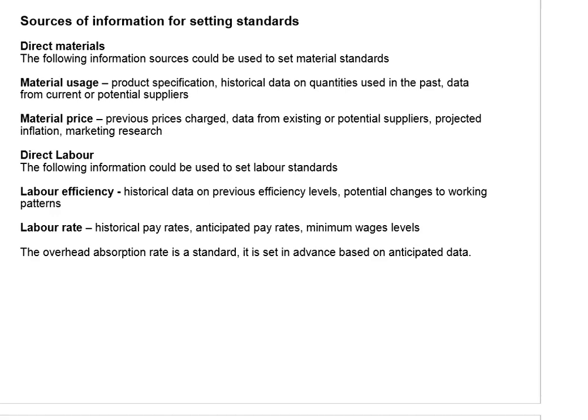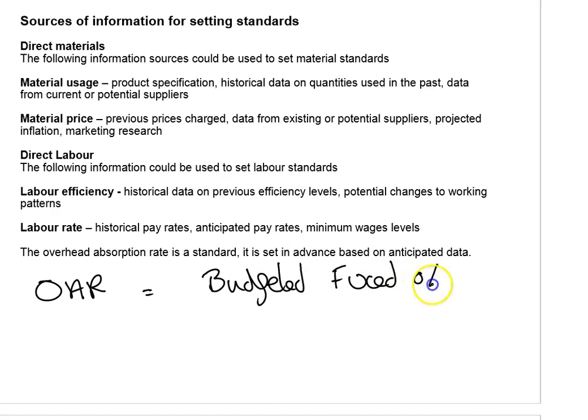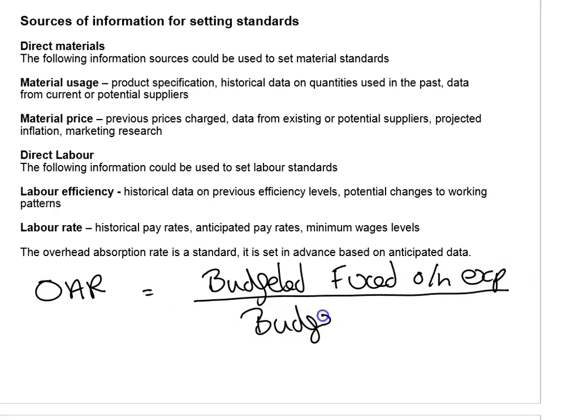The overhead absorption rate, now that has always been a standard. The OAR that we've calculated time and time again, if you remember the formula, it's budgeted fixed overhead expenditure divided by budgeted level of activity, and that is a standard. It's our expected overhead absorption rate. It's a planned figure. It doesn't relate to actual, and it's only at the end of the period that we calculate the under or over absorption of overheads.